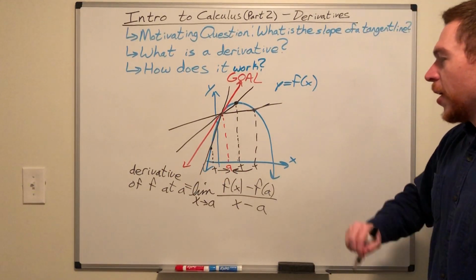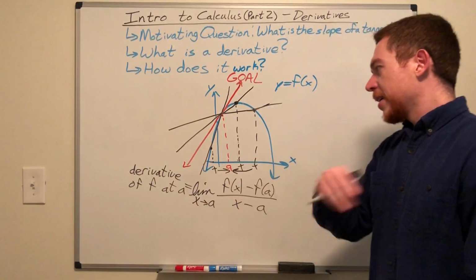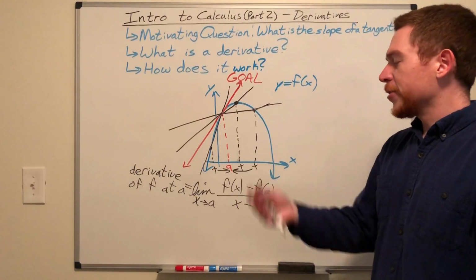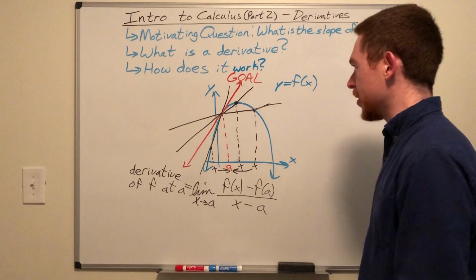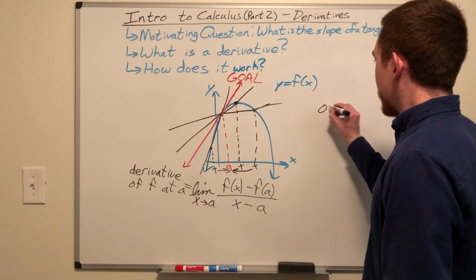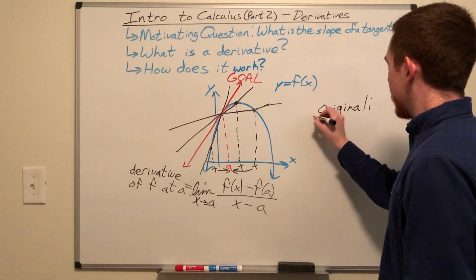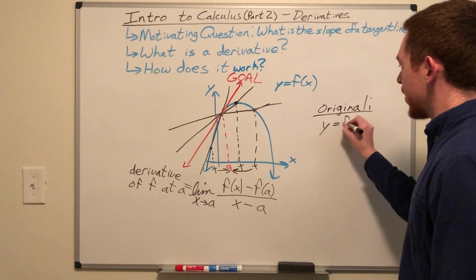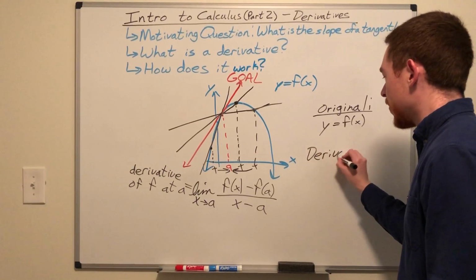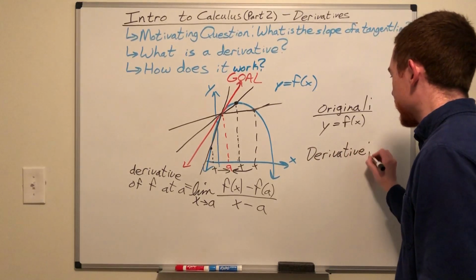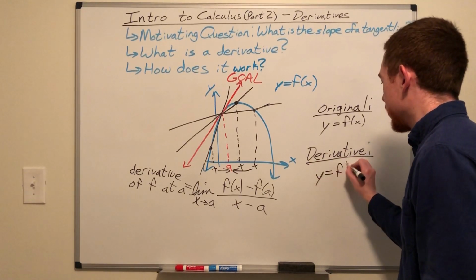And so we have a few different notations for the derivative, and I'll break those down in future videos, but for now I'm just going to stick with one notation. So if we have our original function as y equals f of x, then my derivative is going to be a new function. So using this limit definition, I can define a new function that I'm going to label y equals f prime of x.